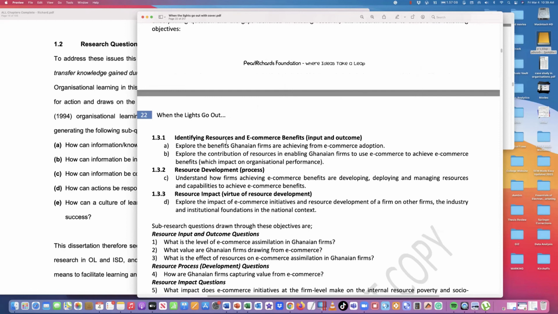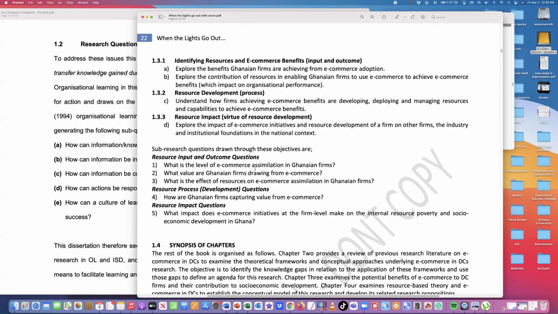Number two, understand how firms are achieving e-commerce benefits. Firms achieving e-commerce benefits are developing and deploying their resources to achieve those benefits. So the firms that are achieving, how are they achieving it? Number three, what's the impact of e-commerce initiatives and resource development on a firm, on other firms, the industry, and institutional foundation in the national context? So you look at what happens here.